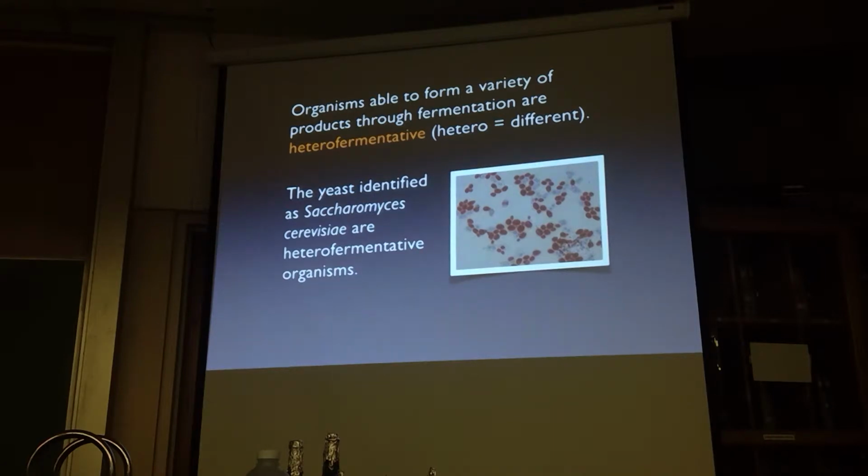Anyway, this is showing us a picture of Saccharomyces cerevisiae. Saccharomyces cerevisiae are the heterofermentative organisms associated with brewing. There are some other species of yeast that can be used for brewing, but oftentimes Saccharomyces cerevisiae is used. And I think I told you guys before, Saccharomyces means sugar fungus, and cerevisiae is cerveza. It's the sugar fungus used to make cerveza, beer.